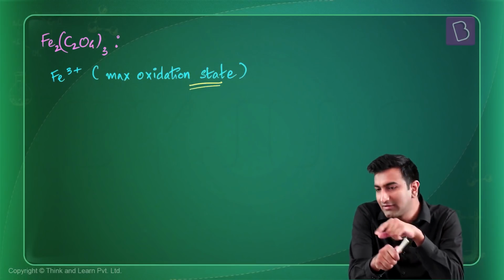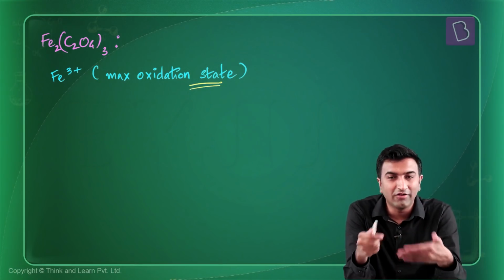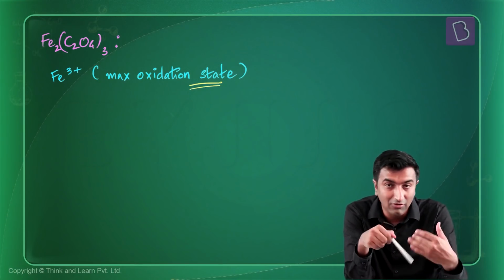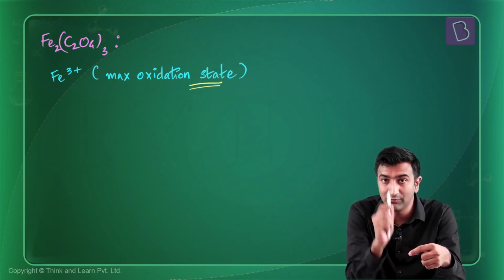Don't write Fe3+ gives Fe2+. Don't do that. That's not going to happen. This is an oxidation reaction. When this compound reacts with KMnO4, it's not going to get reduced. It's only going to get oxidized. So please be careful about that.